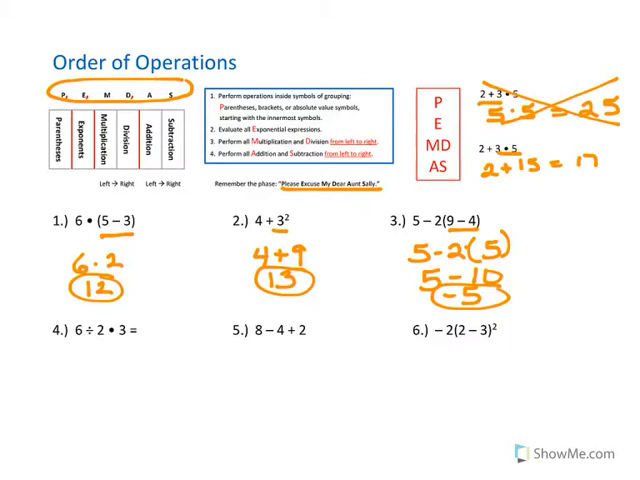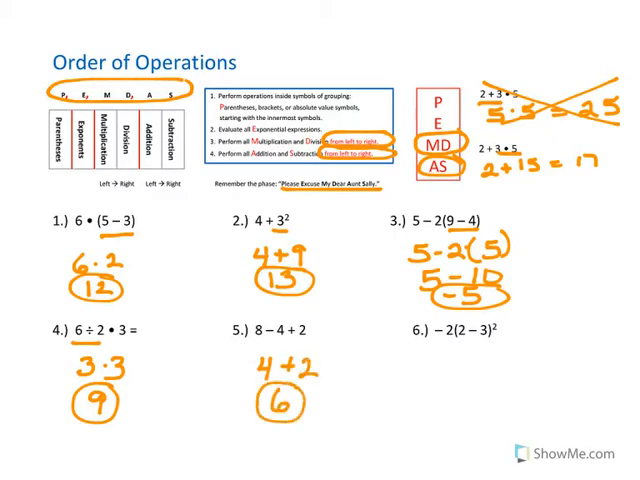Now this is interesting down here because I have division and multiplication. And what am I going to do first? Well, you do not multiply first. You do whatever comes first. In other words, you're supposed to go from left to right if you have multiplication and division together. So I'm going to divide first because that comes first. So it's going to be 3 times 3, or 9. Same thing with adding and subtracting. We're going to go left to right. 8 minus 4 is 4, plus 2 is 6.